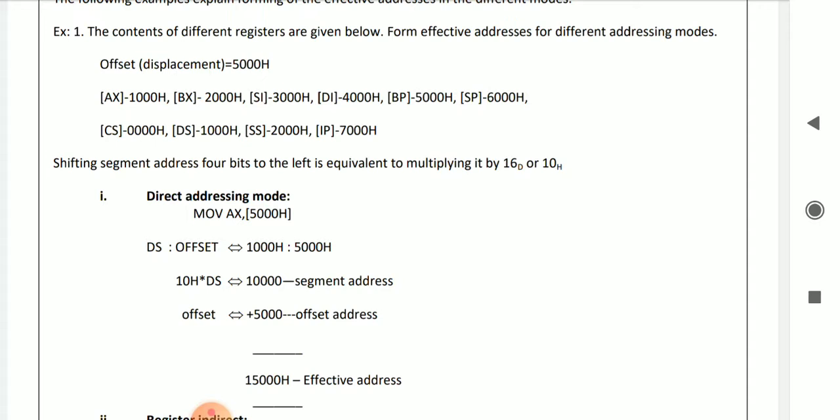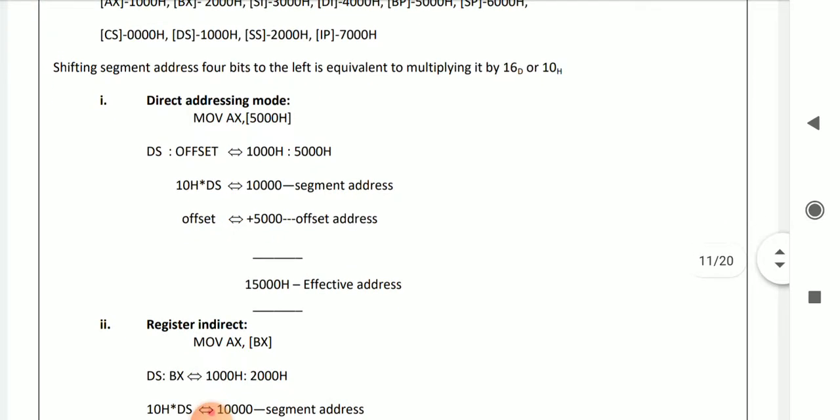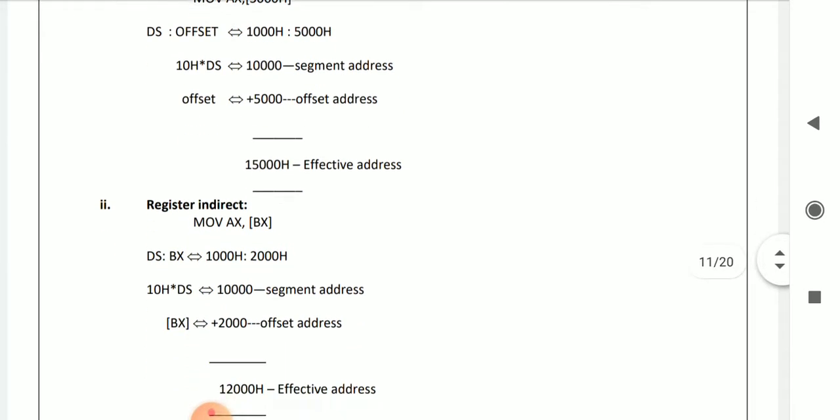If you want to calculate the effective address, multiply the segment address by 10, so that it will be shifted by 1 digit in hex or 4 bits in binary to the left position. Then add the offset address, and the effective address you get is 20 bit, or 5 digits in hex. Now the second example, MOV AX, [BX].